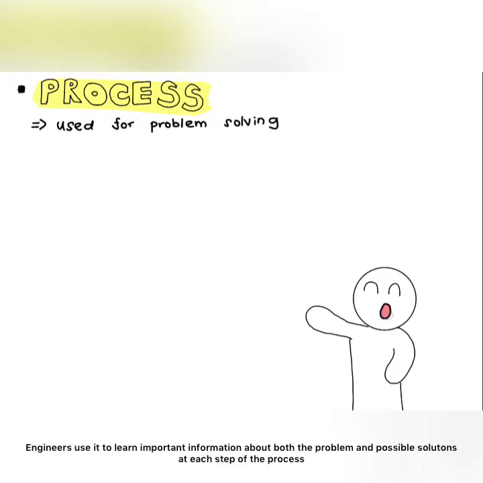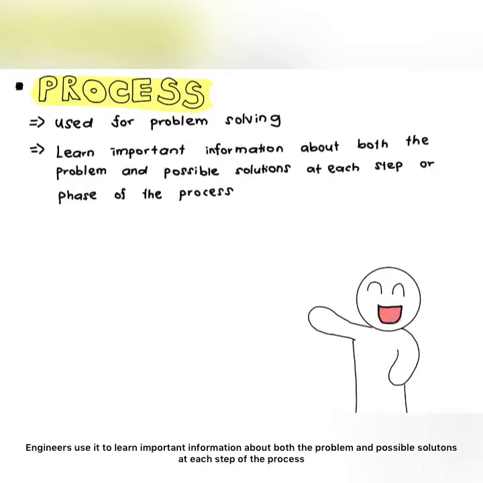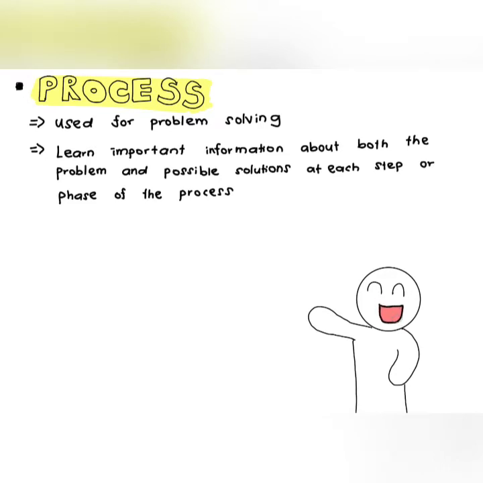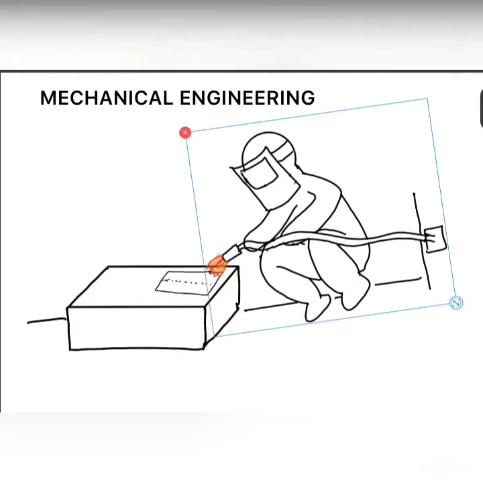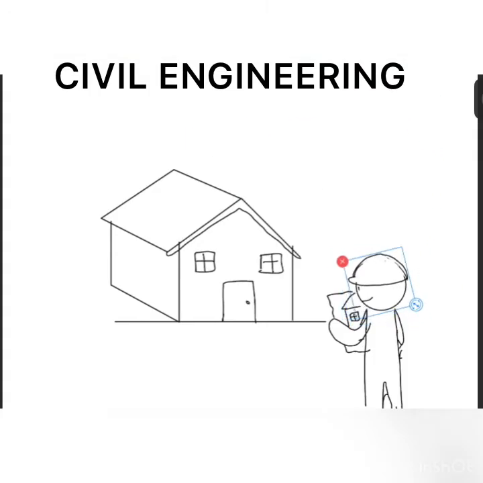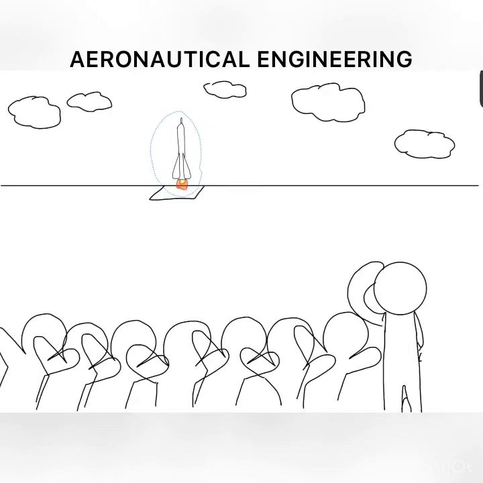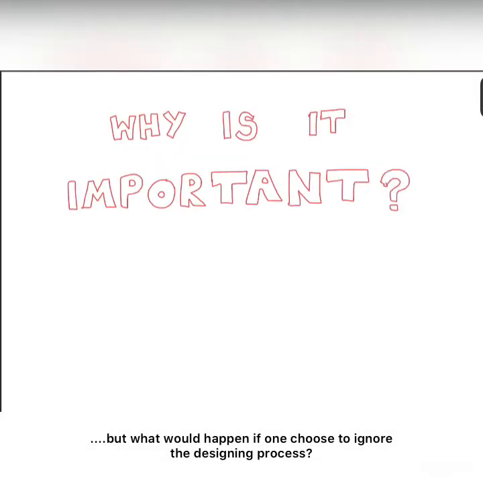Engineers use it to learn important information about both the problem and possible solutions at each step or phase of the process, and it is relevant to all engineering disciplines. For instance, mechanical engineering, civil engineering, aeronautical engineering. But what will happen if one chooses to ignore this process when designing something?